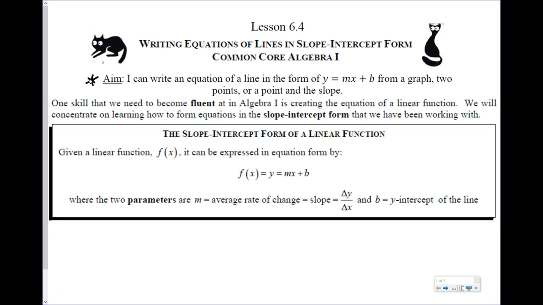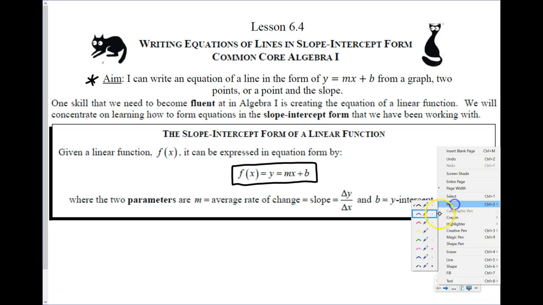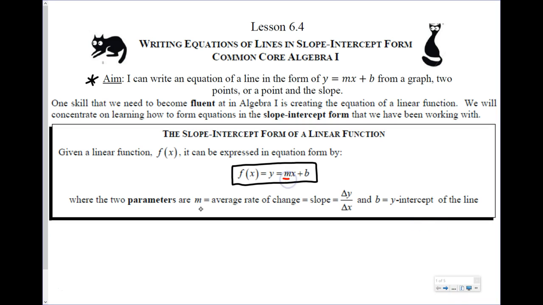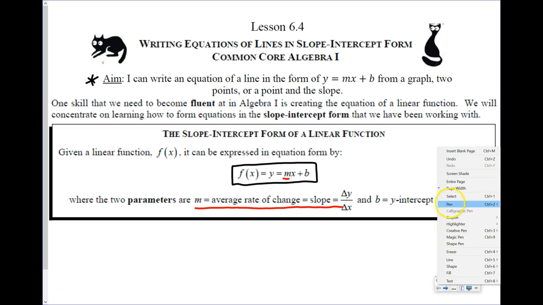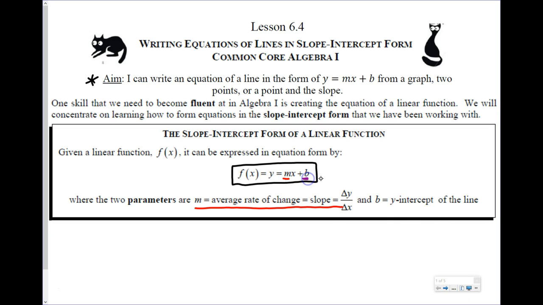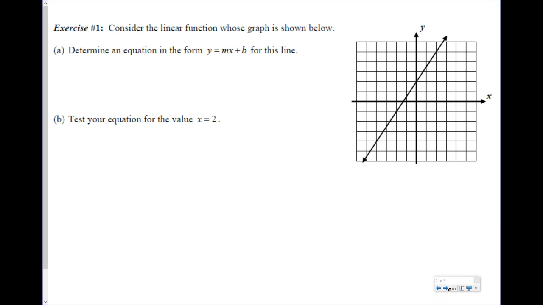So this big box right here is just reminding you of what y equals mx plus b is. Where that number in front of the x, m, is your average rate of change or your slope, and the b, the number by itself, plus or minus, is your y-intercept. So we're always going to keep this in mind, and you should memorize this information. Alright, so let's take a look at what exercise 1 is about.